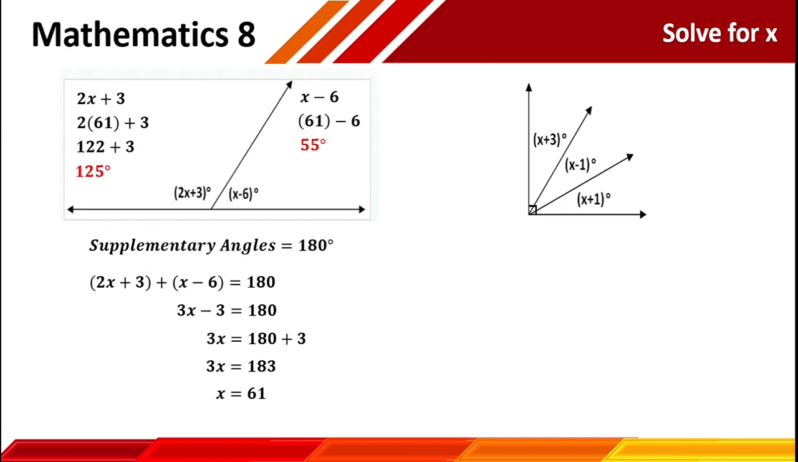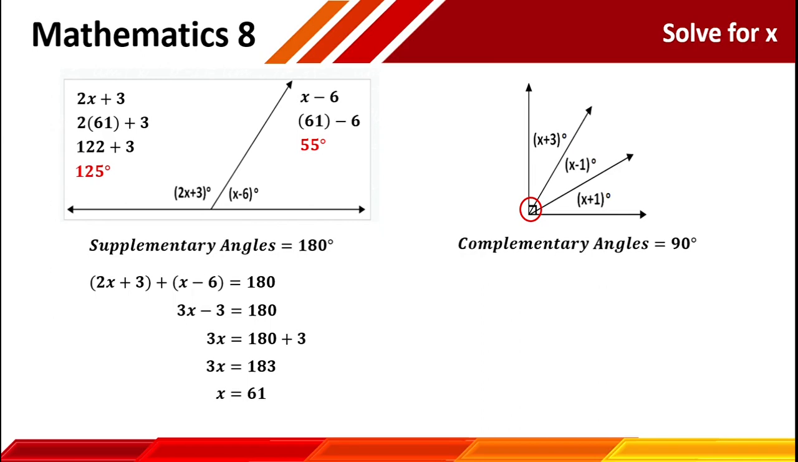As you can see here, we have three angles, which form a 90-degree angle. How did I know that this is a 90-degree angle? Because we have a box on the corner. Always remember, when you see a box on the corner of an angle, it will always measure 90 degrees.